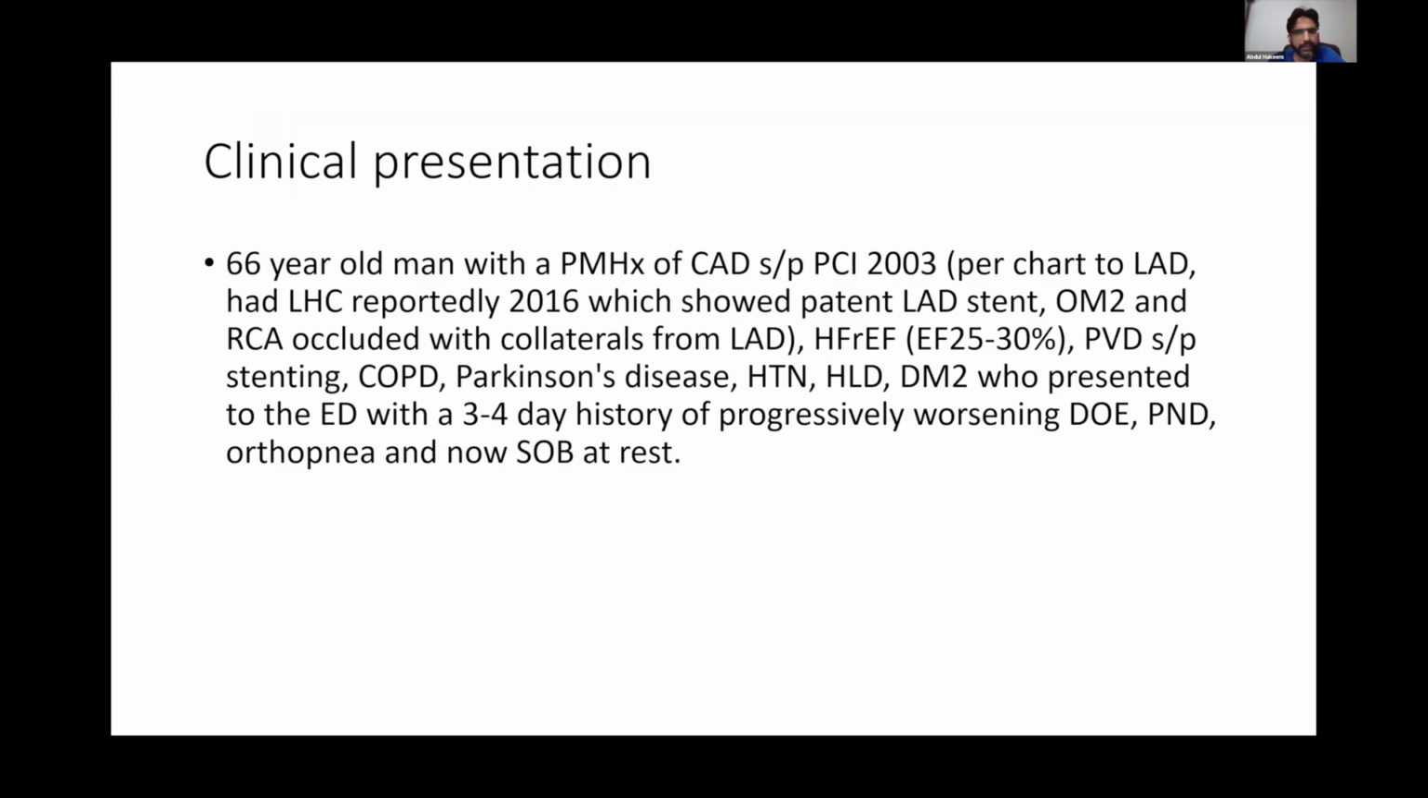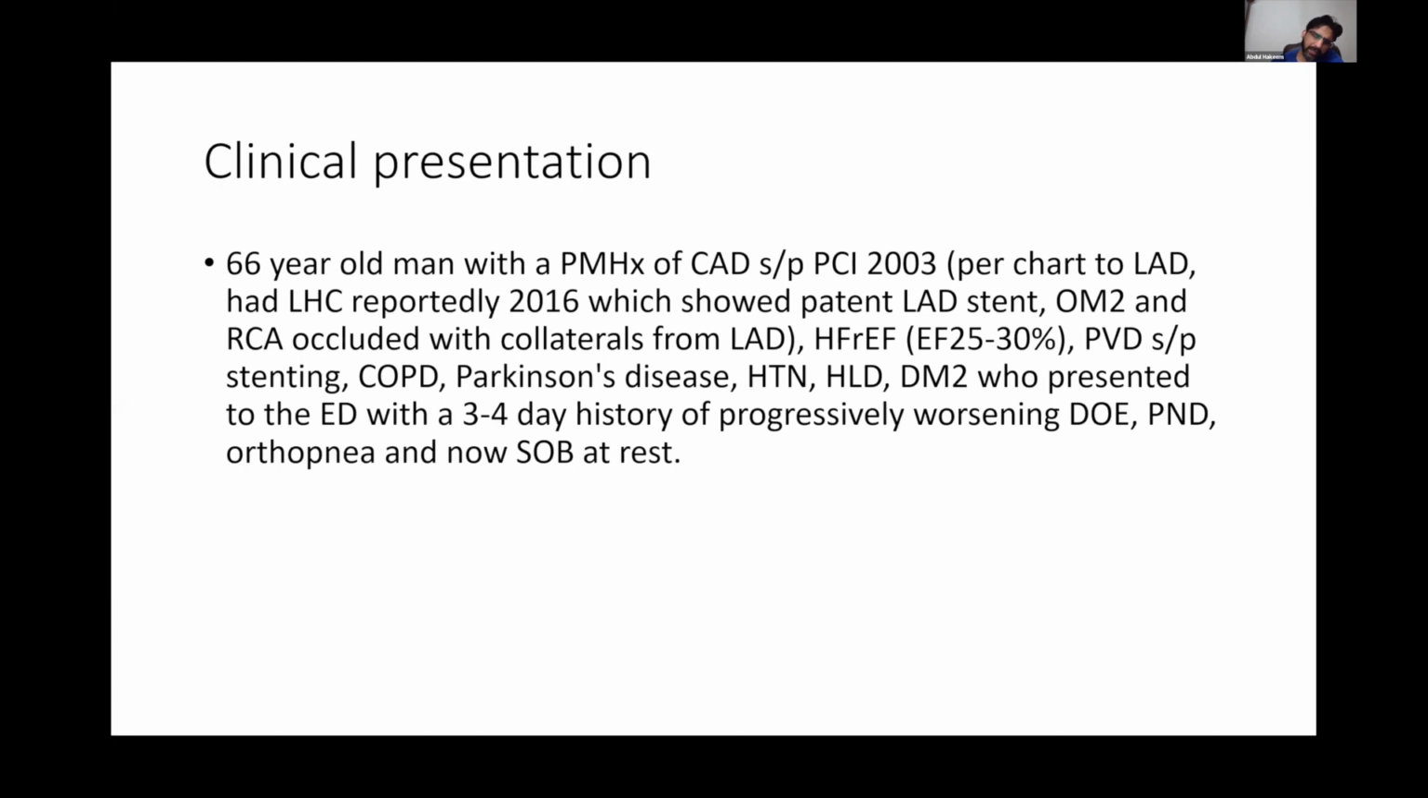So, a 66-year-old man visiting from India, who had an acute MI sometime in 2003 and had a stent placed to his LAD. He presents to us with acute decompensated class 4 heart failure. Per records, he had a cath in 2016 where the LAD stent was patent and the RCA and the OM2 and 3 were occluded. His EF is known to be 25-30%. He has fairly advanced Parkinson's disease and COPD, and he presents to us in flooded heart failure.